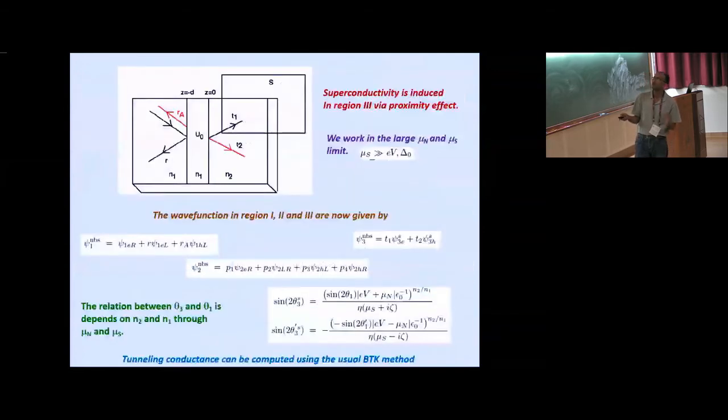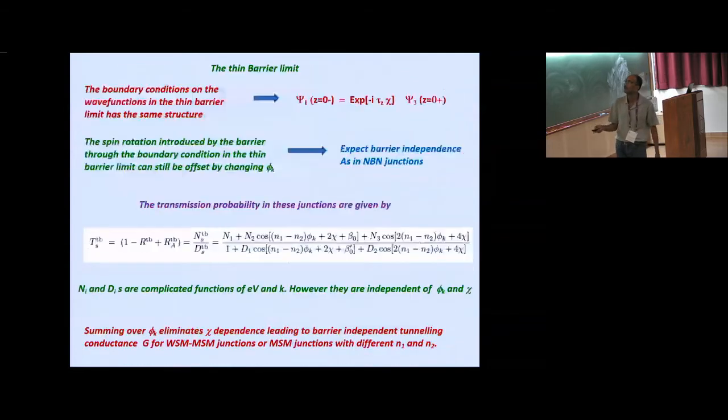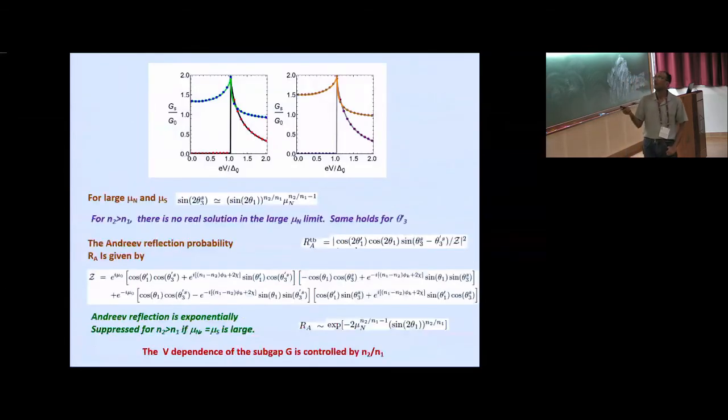And okay, let me just skip those details. So after some calculations, we again find these boundary conditions. Again, everything appears as a function of cosines and sines of this particular combination with N1, and therefore the transmission becomes barrier independent.